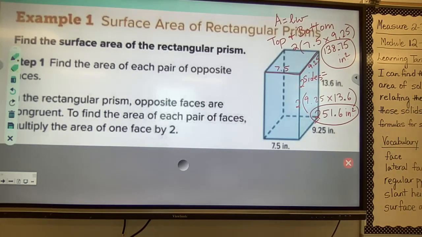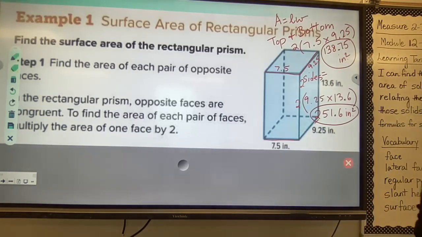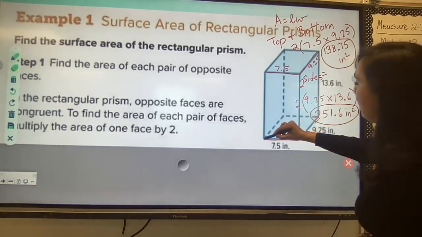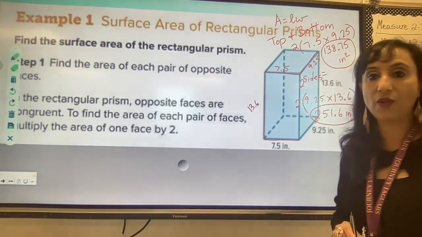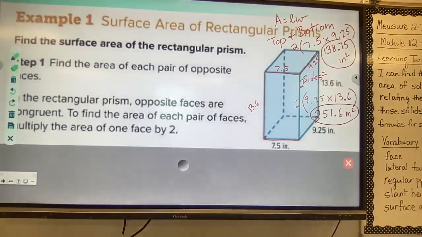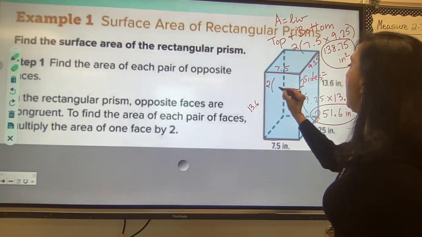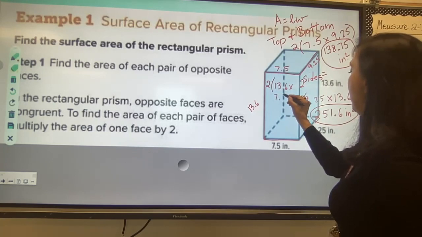Then I look at the front and back. Okay, so in my front, I have this, which is 7 and 5/10, right? And then my other measure for this, if this is 13 and 6/10, this is also going to be 13 and 6/10. Right? So now we have the front and we have the back. So that is 2 of them. So it'll be 2 times 13 and 6/10 times 7 and 5/10.